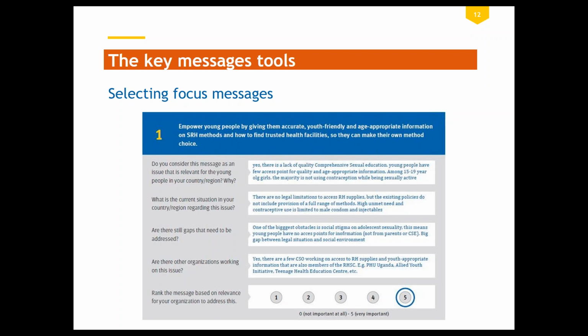So the next step is to identify target policymakers. This means that you have to figure out which policymakers are crucial to target for addressing young people's reproductive health and the specific message you selected. So again, there is a series of questions that will help you to map policymakers in your area based on their influence, attitude, and affiliation with youth and access to reproductive health supplies.